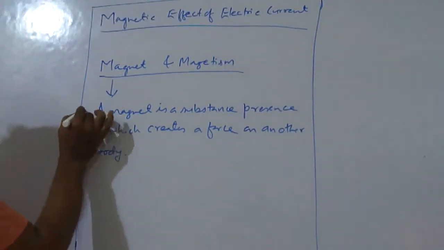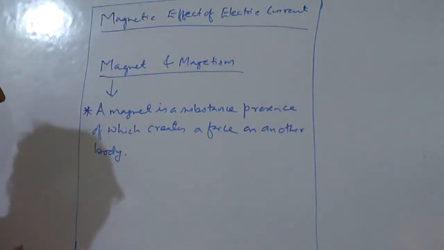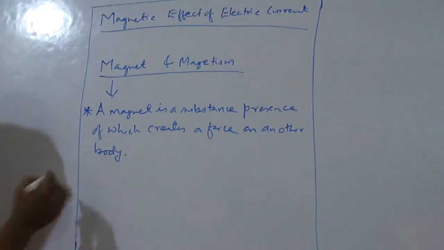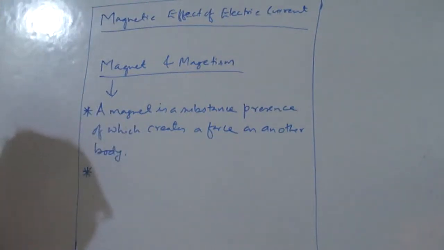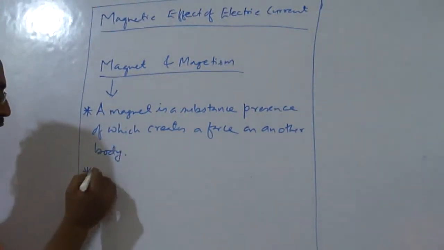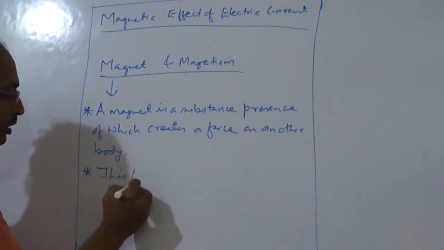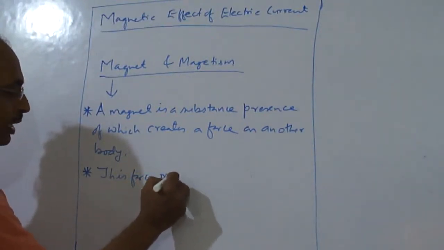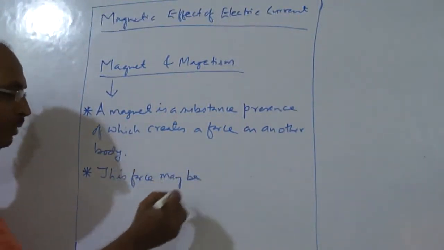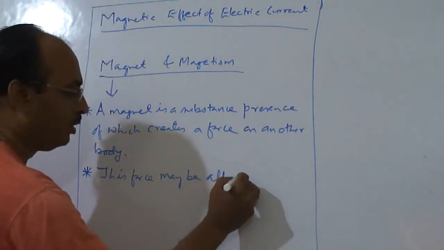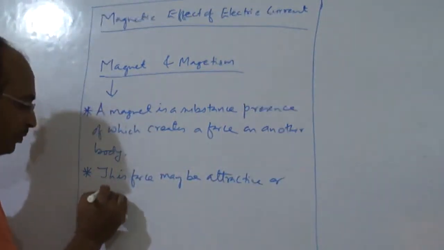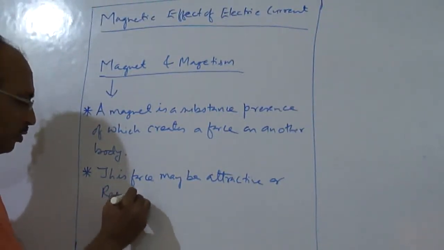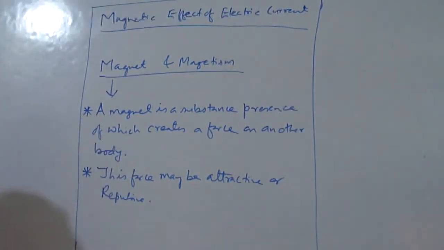Okay, so this is the definition of a magnet. Similarly, this magnet, as we have already defined, is a substance, the presence of which creates a force on another body. Now this force may be attractive or repulsive.